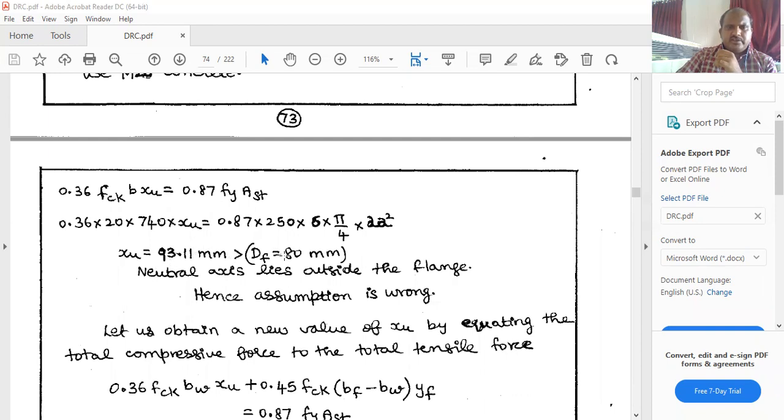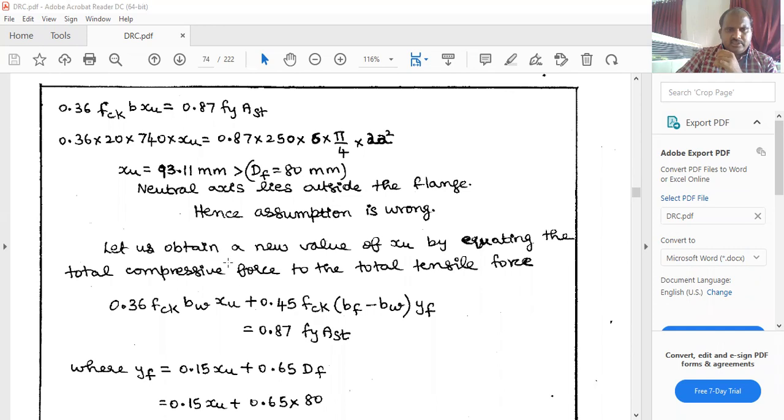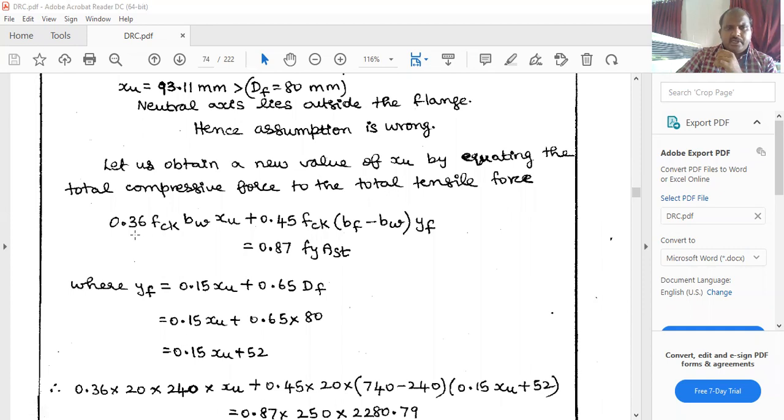It is greater than the depth of the flange, so the neutral axis lies outside of the flange. Hence, the assumption is wrong. We have to obtain a new value of XU by equating the total compressive force to the total tensile force, that is 0.36 FCK BW XU plus 0.45 FCK (BF minus BW) YF equal to 0.87 FY AST, where YF equals 0.15 XU plus 0.65 DF.